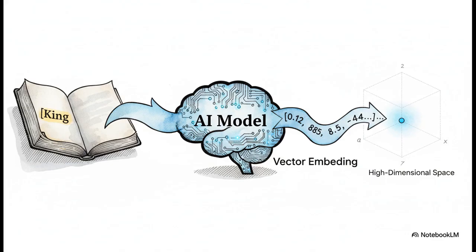An AI model will take a piece of text, whether it's one word or an entire book description, and it turns that meaning into a long, long list of numbers. That list is called a vector embedding. You can think of it like a set of coordinates, but for meaning. And in this meaning space, concepts that are similar, like king and queen, end up being very close together.